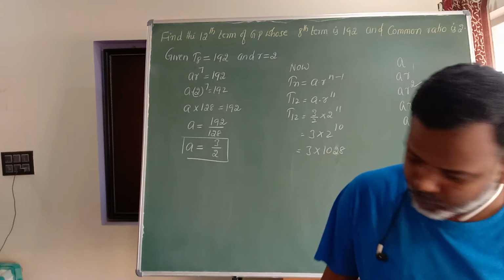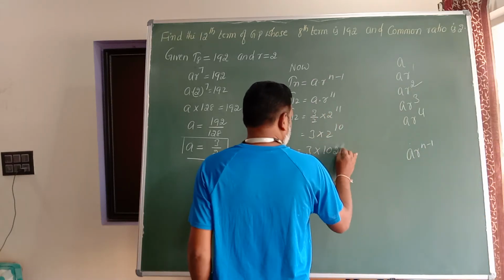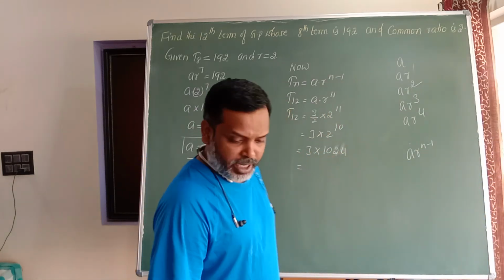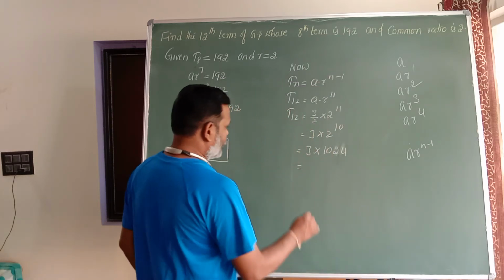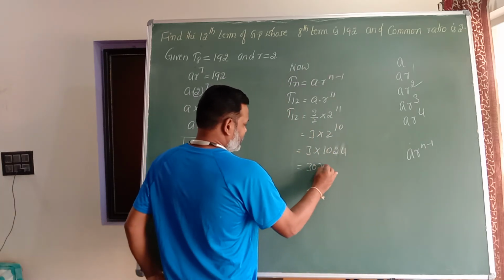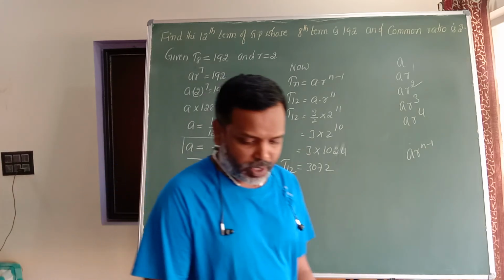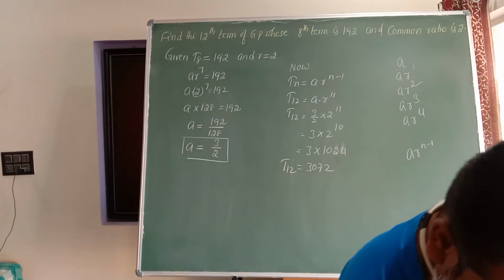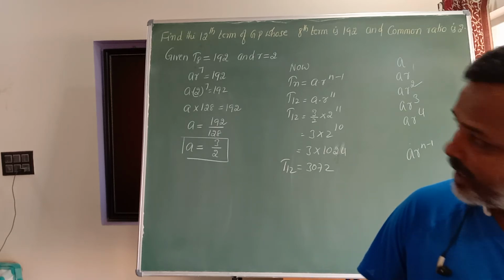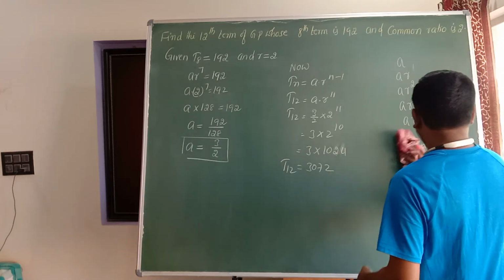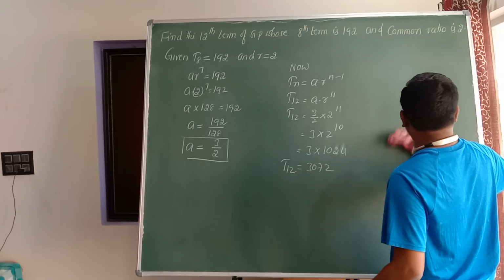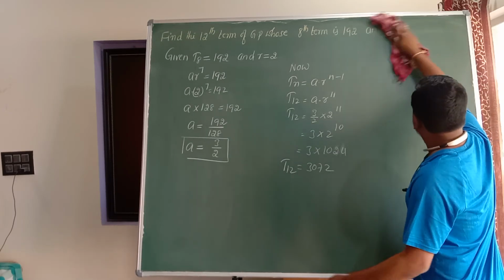3 into 1024. So then the answer will be equal to 3072. This is what T12 is. Got my point? Look at the solution once again. Once again, look at the question and look at the solution once again. We'll go with some other beautiful problems.